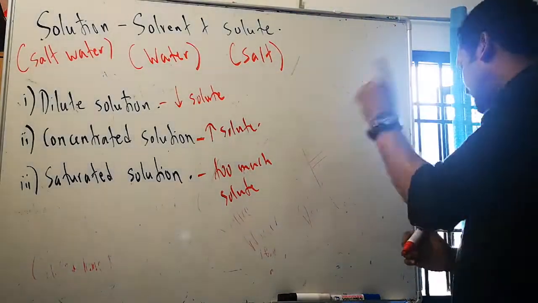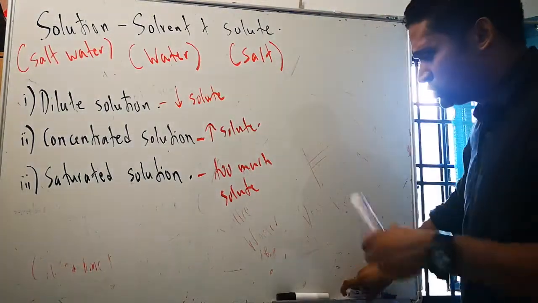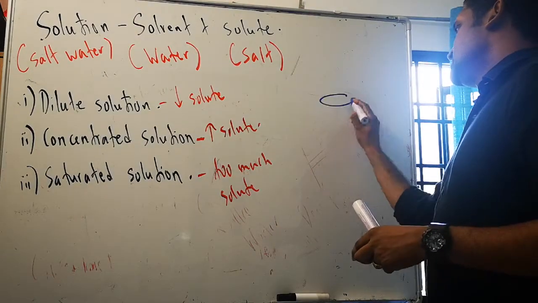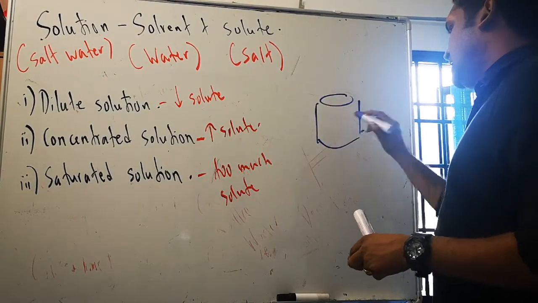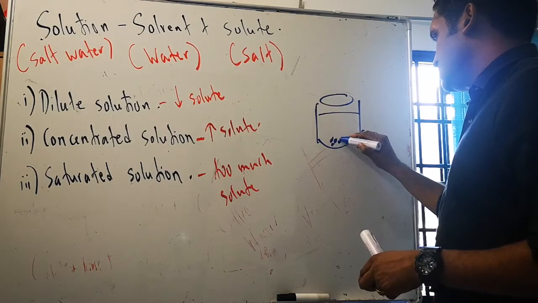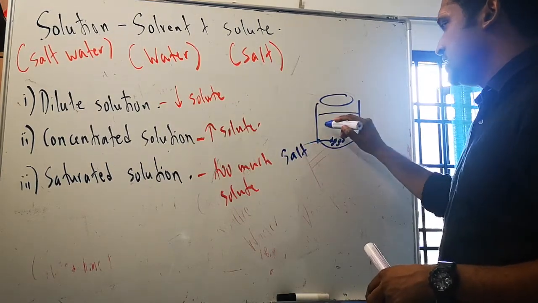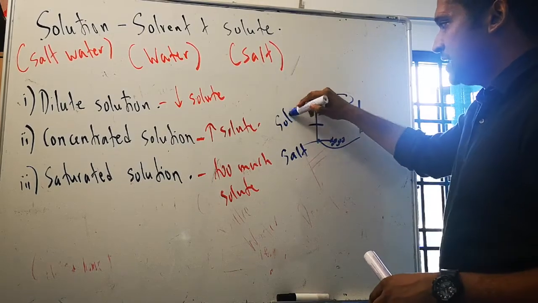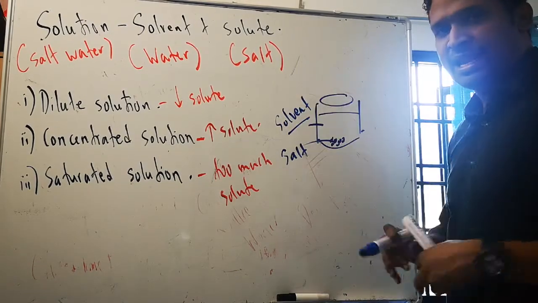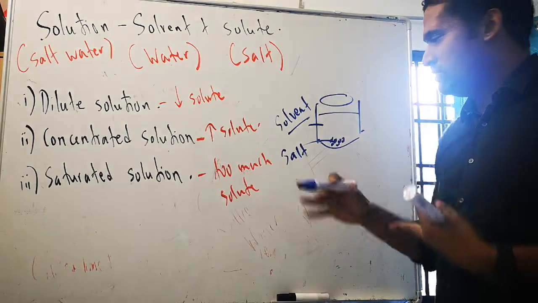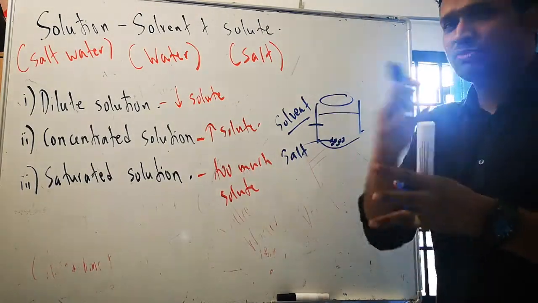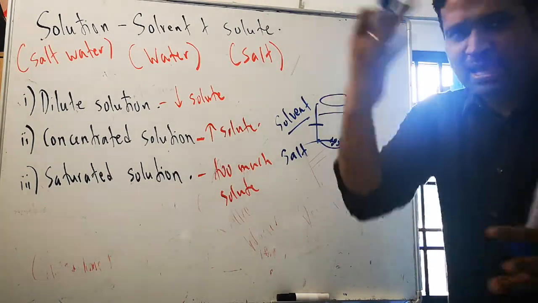Other than that, you must also know, let's just say I already have some particles of salt here, the solute is there, and this is the solvent. What are the ways that I can increase the rate of dissolving? What are the things I can do to make it happen more?